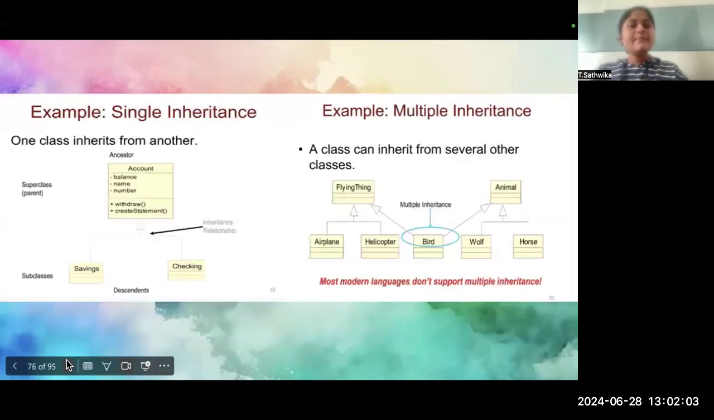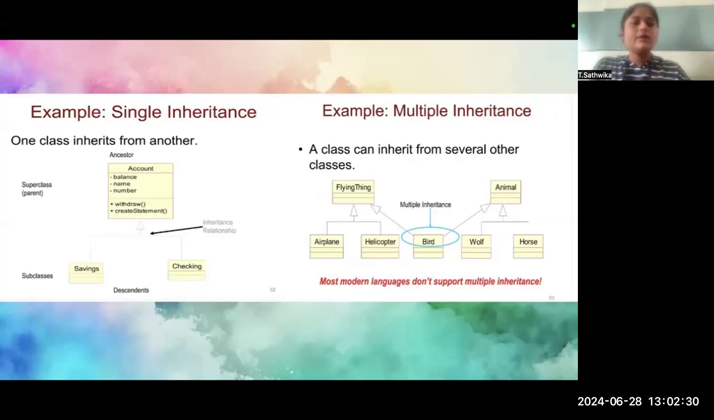Now, an example of single inheritance. Single inheritance is one class which inherits from another. Let's say the superclass is the parent, and the subclasses are like the descendants. The superclass is nothing but the ancestor, and the subclass is nothing but the child class, which are descendants.